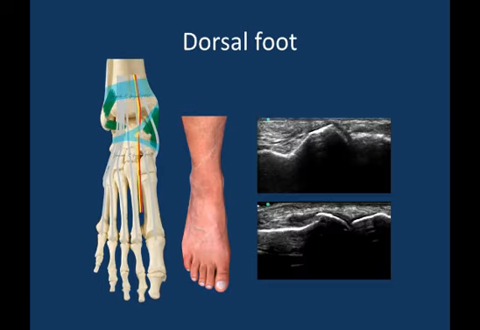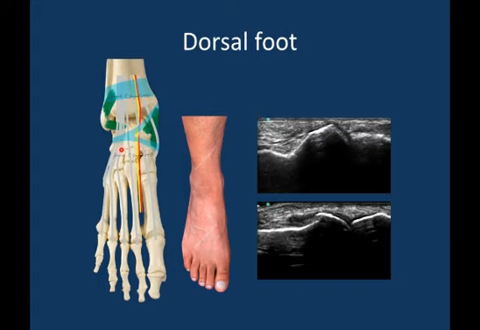Medial to lateral, the tendons of tibialis anterior, extensor hallucis longus, extensor digitorum longus, and peroneus tertius pass from the ankle to the dorsal aspect of the foot. The tibial artery becomes the dorsalis pedis artery. The extensor digitorum brevis muscle and tendon are located deep to the long tendons.